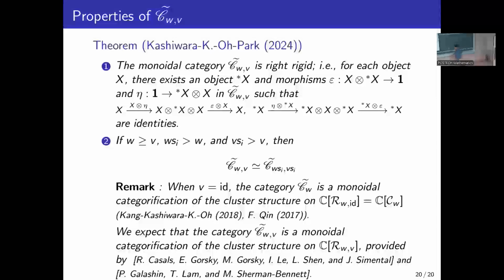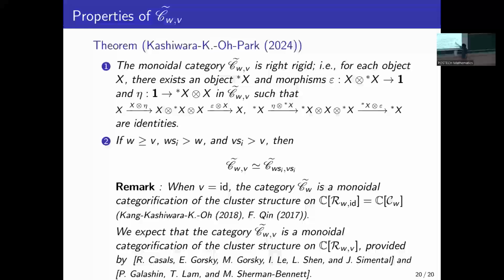If you go to Schubert cells, is there a similar categorification of Schubert cells? That's right. In the Schubert cell case, there is a monoidal categorification, and in this case we proved it. The cluster monomial in this ring corresponds to a simple object in this category. I think that's a nice result, and we expect this result can be generalized.